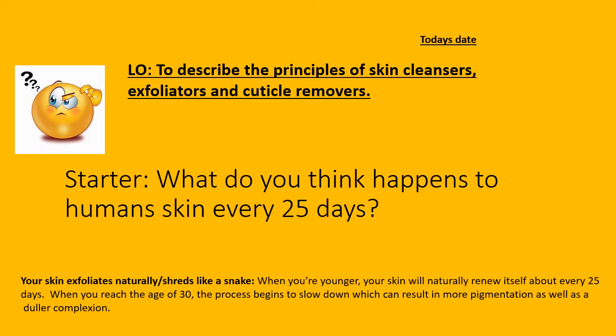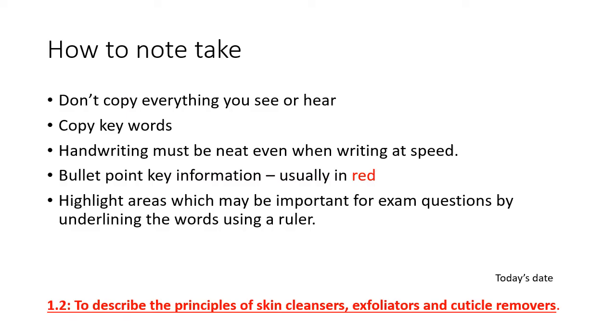So like any lesson, just recap on your previous one, maybe some quick fire questions, just so that they've retained some learning. Just also recap on how to take notes. So they don't need to copy everything that they see or hear. Copy keywords. Handwriting must be neat, even when writing at speed. Bullet point key information, and they can usually use a different colour, or they can highlight it or underline it. Highlight areas which may be important for exam questions by underlining the words with a ruler. Just make sure the presentation is good in books.